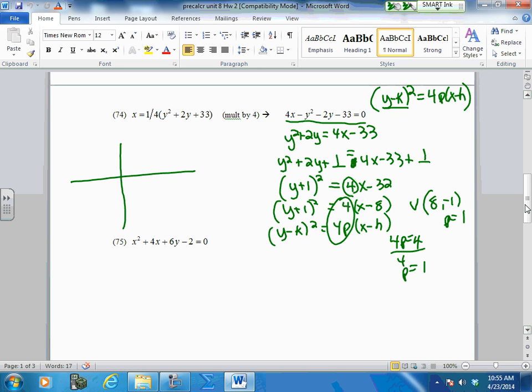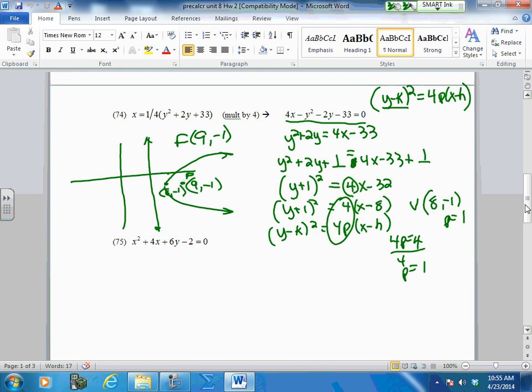So I locate 8, negative 1. And it's opening to the right. Where do I find my focus? Inside or outside? Inside. And my directrix? Outside. So p is 1. I got to move 1 unit horizontally, which is going to change the x or the y. So what's this point going to become? If I was at 8 and I got to move over 1, 9, negative 1. We just found your focus.